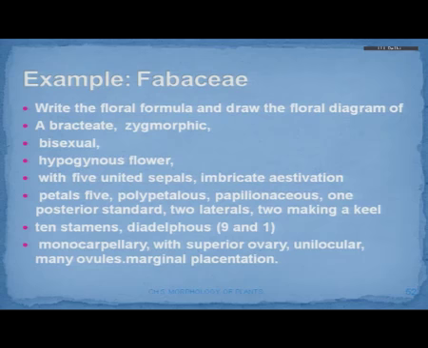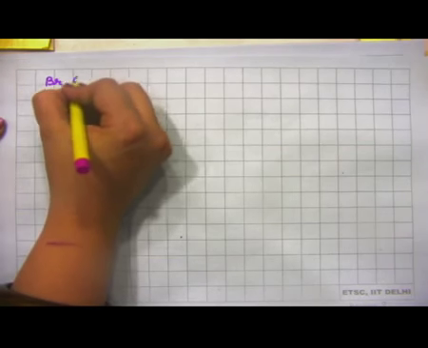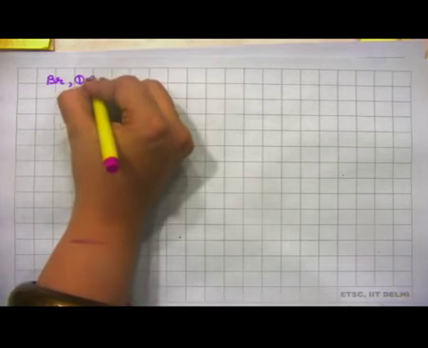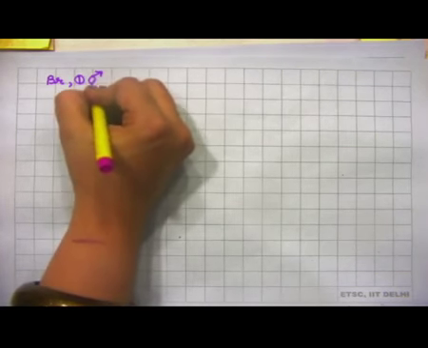Let us take an example of Fabaceae. Now Fabaceae is special. Earlier also when I was talking about the estivation, I told you that Fabaceae shows vexillary estivation. This is very typical of this family. We have to write the floral formula and the diagram. The flower is bracteate, so we will begin with EBR. Sorry, it is bracteate, so we will write BR. Then it is zygomorphic, so this symbol will be made. It is bisexual, so this symbol will be made, right?